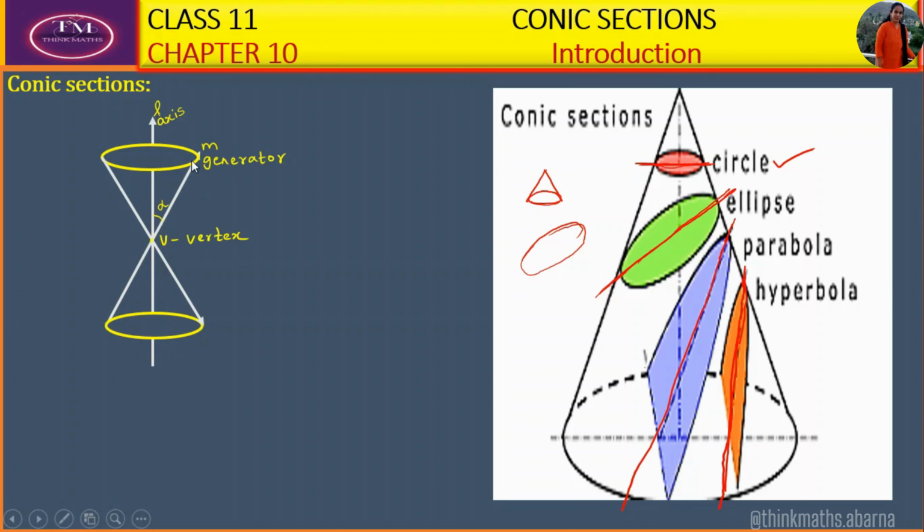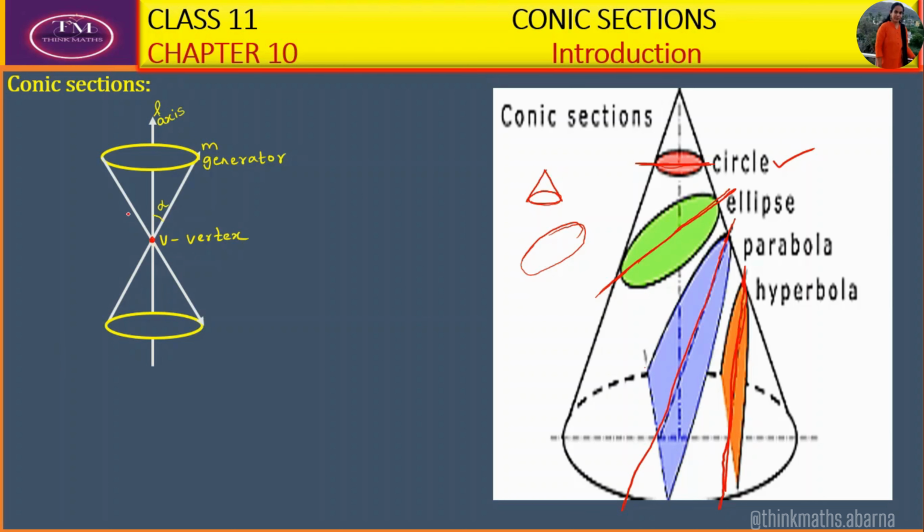Now let us name these lines. The vertical line is called the axis. It is denoted by L, and this slanting line is called the generator, through which we rotate, and it is denoted by M. Now the angle made by the axis and the generator is denoted by alpha. Here two cones meet, one on the top as well as one in the base. This meeting point is called the vertex, and it is denoted by V.